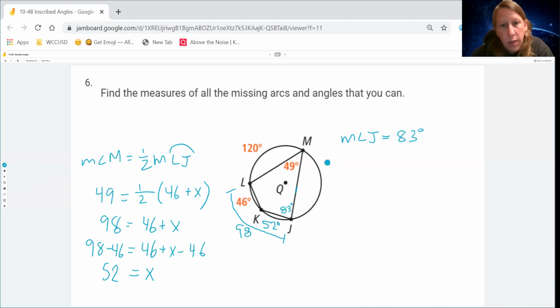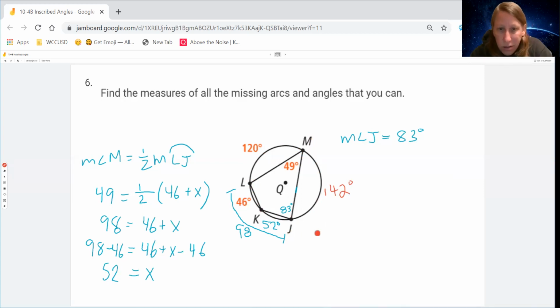We know this, don't we? We know the measure. How would I find the rest of it? 52, 40, 46, 120, and whatever's left over. Do you think this is going to be more than 180 or less than 180? I don't know. Okay, I'm just going to do 360 minus 120 minus 98 is 142. If you're not sure, add up all the numbers around. It's supposed to get to 360.